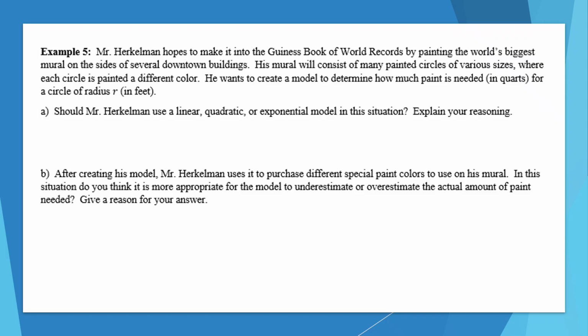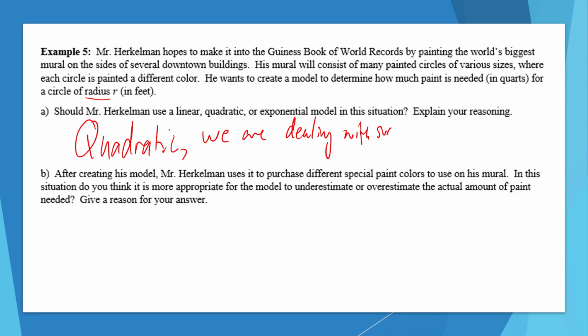So here I'm dealing with area, right? I'm going to be working with the radius, and then I need to know how much paint to get for the surface area. So this is probably going to be a quadratic model would be the best, simply just because I am dealing with surface area, which is just going to be units squared. Right, so that would be my answer for part A.